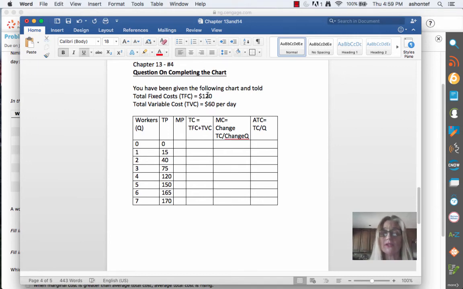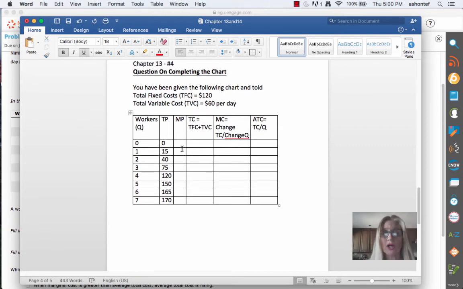So remember, fixed costs are those costs that you pay whether you produce 0 or 100 units or 7 or whatever. It's always that. Those are fixed. And then your variable costs. In this case, they're telling you you're paying the workers $60 per day. So in order to do this, we would just start with the first column, which is marginal product.